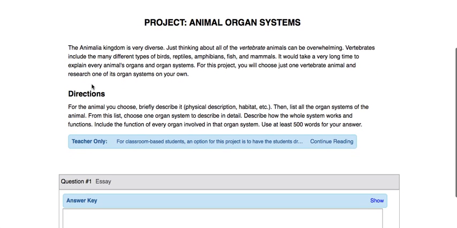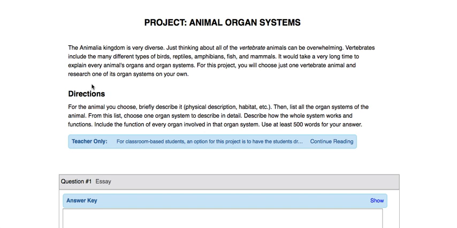The project talks about the diversity of the kingdom Animalia, and all of the vertebrates and even the invertebrates on the planet can be really overwhelming. It takes a tremendous amount of time to be able to explain every single animal's organ and organ system. So, really, the goal of the project is to narrow this down, and you're going to choose just one vertebrate animal and research one of its organ systems on your own.